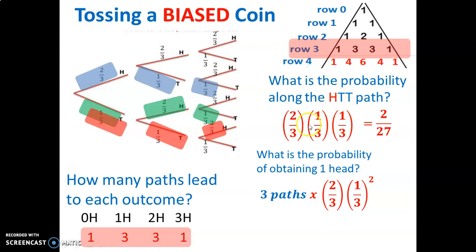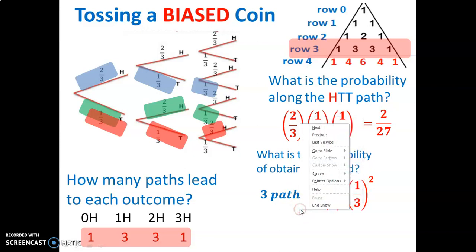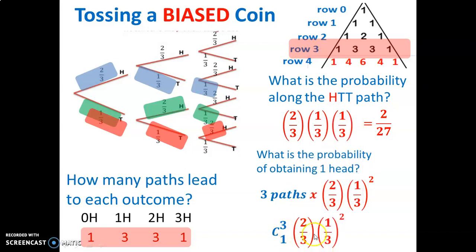And it doesn't matter the order of these. Like if this H was in the middle here, then this 2/3 would be in the middle. The main point is that you're always multiplying by 2/3 and then 1/3, 1/3 twice to get a path that has 1 head. Because the 2/3 is the head and the 1/3 times 1/3 is the 2 tails. So 3 paths with identical probabilities, and that will give you your total probability. And that works out to this number here, 6/27.